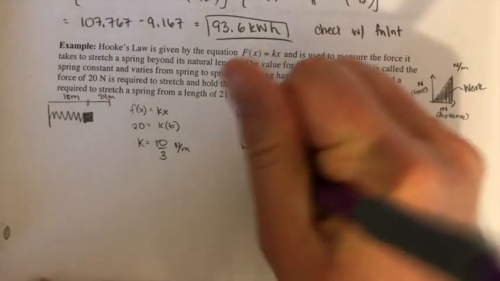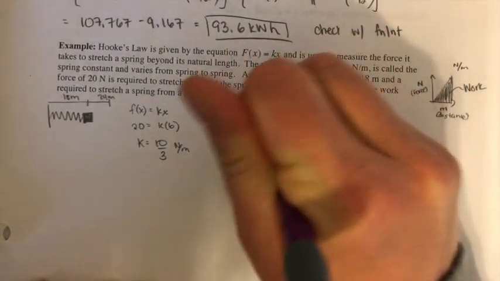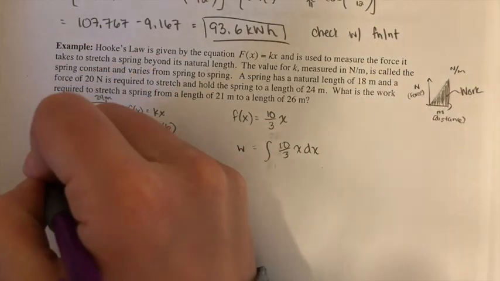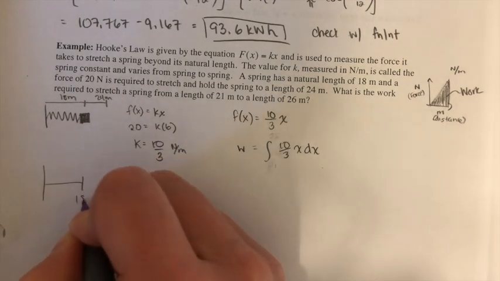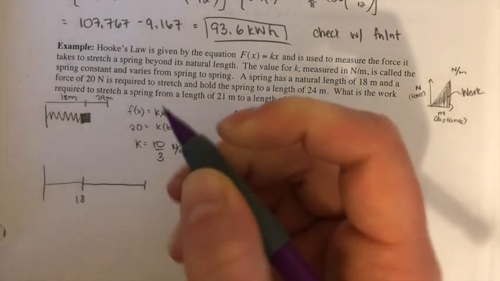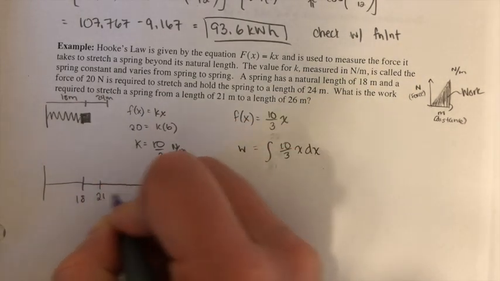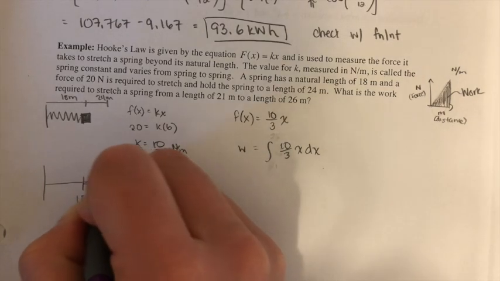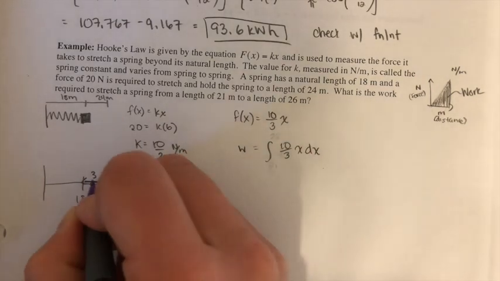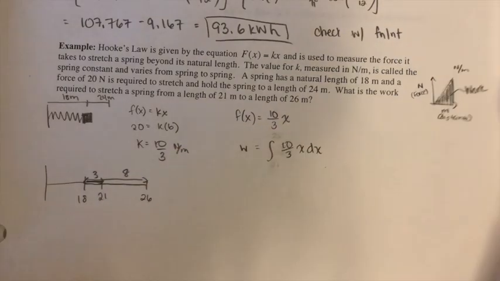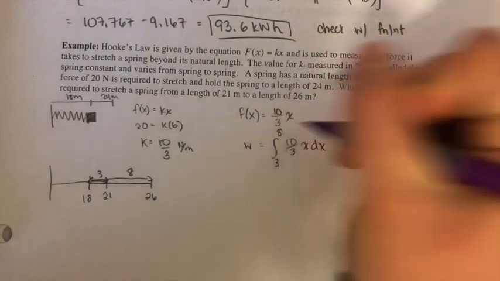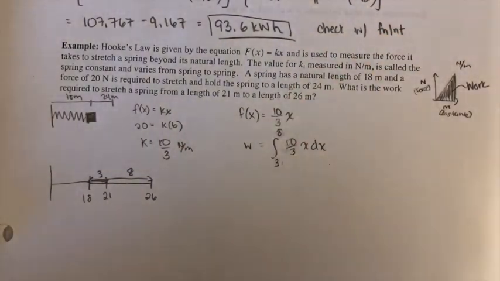Oh wait, we don't want 21 to 26. We have to think about this a little bit more. So if 18 is the natural length and we want to get from 21 to 26, 21 is actually a stretch of 3 meters, and then 26 is a stretch of 8 meters. So it should go from 3 to 8, not 21 to 26. But that's an easy thing that they can trick you with, because I just got tricked until I looked at my notes.